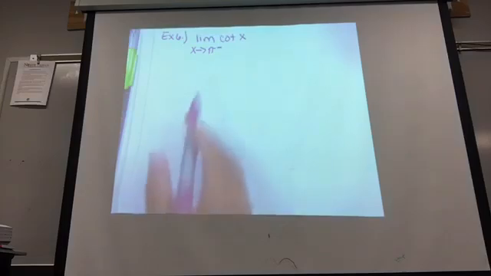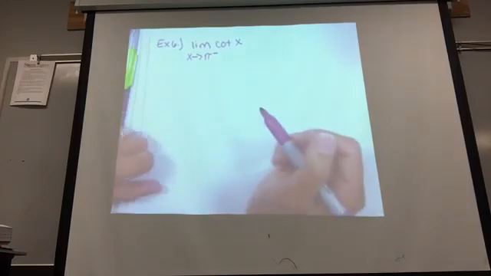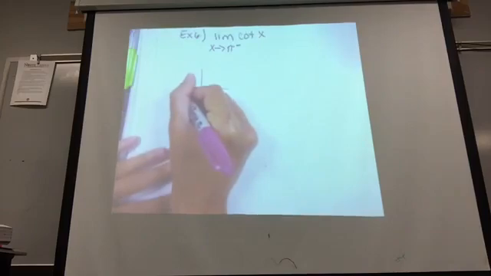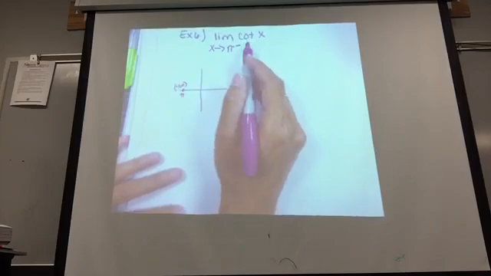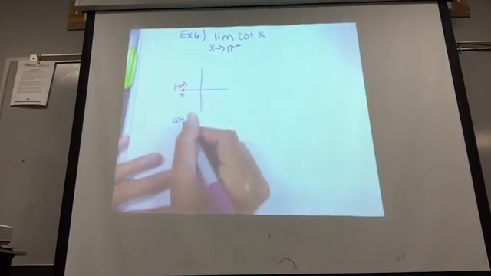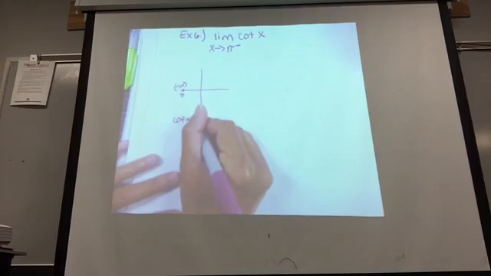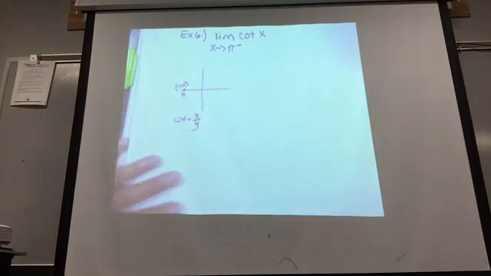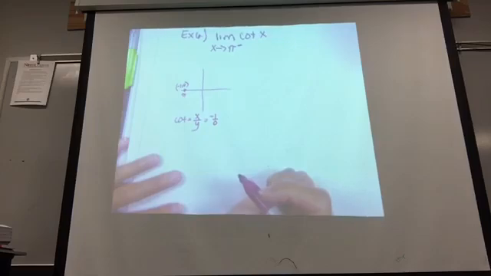And if I'm wanting to evaluate this, first thing I'm going to do is plug in pi. What is cotangent of pi? So if I'm at pi right here, that point is negative 1, 0. I know cotangent is the ratio, not sine, is y over x, so cotangent is x over y. So x divided by y is undefined. So direct substitution does not work.